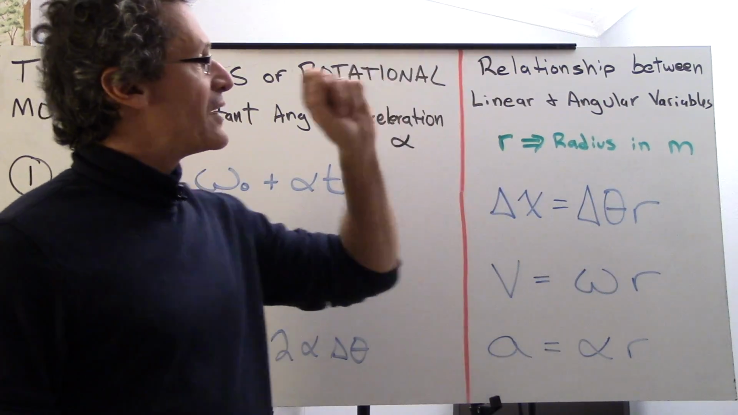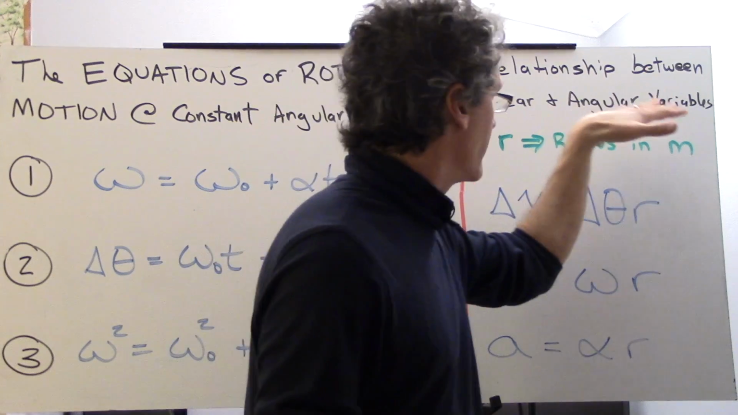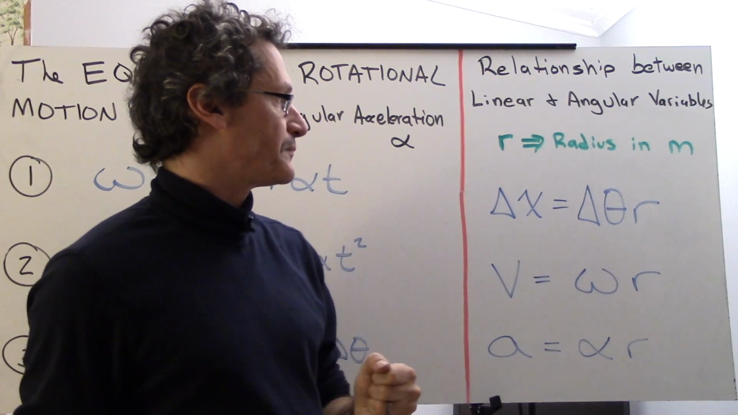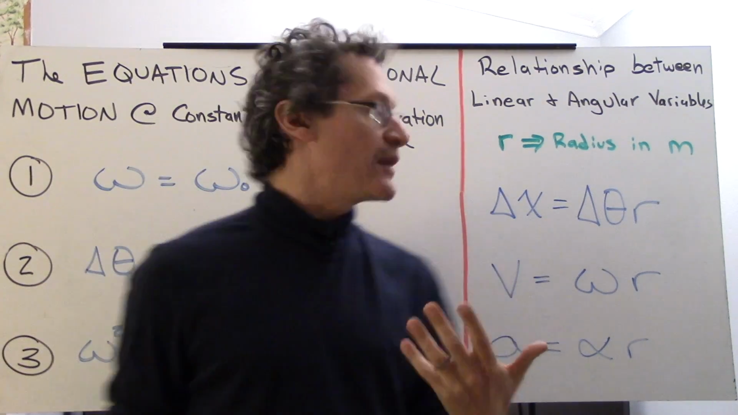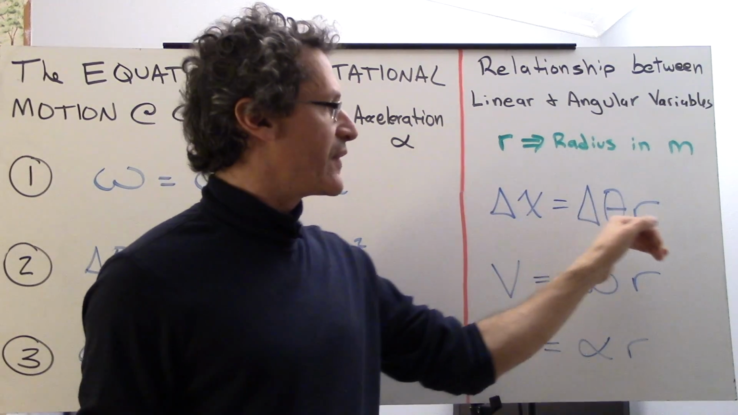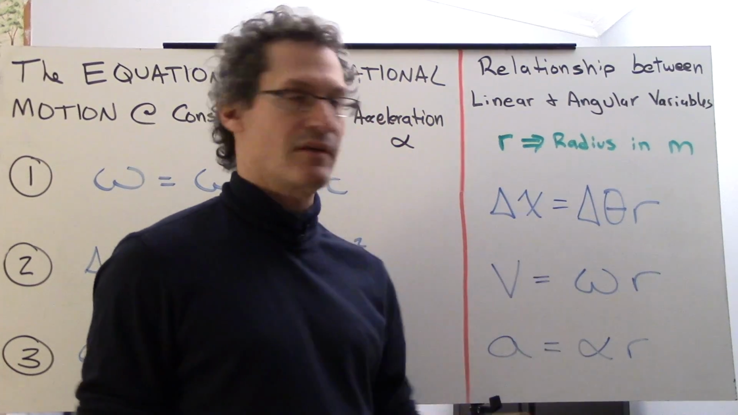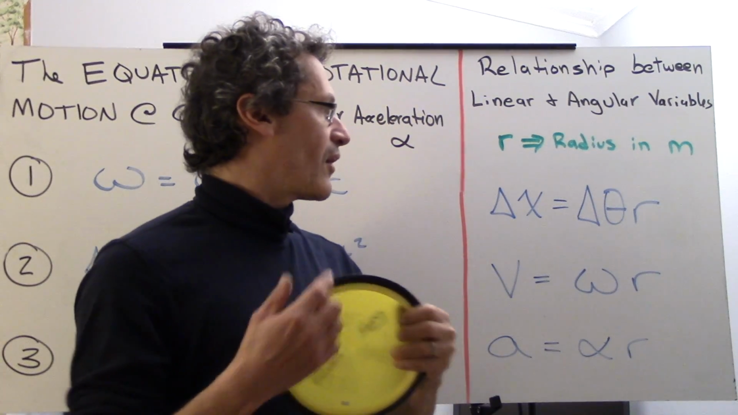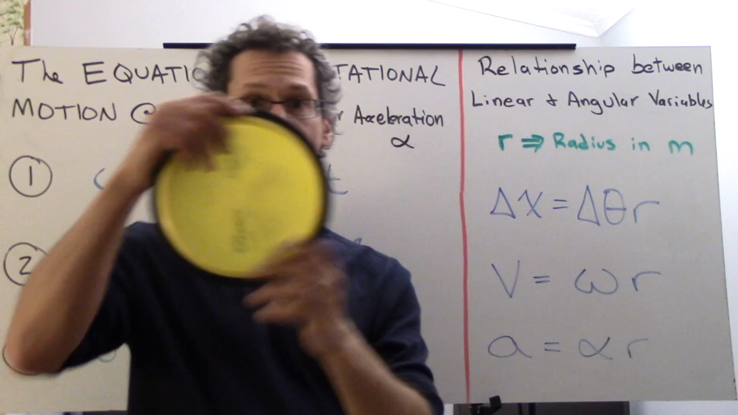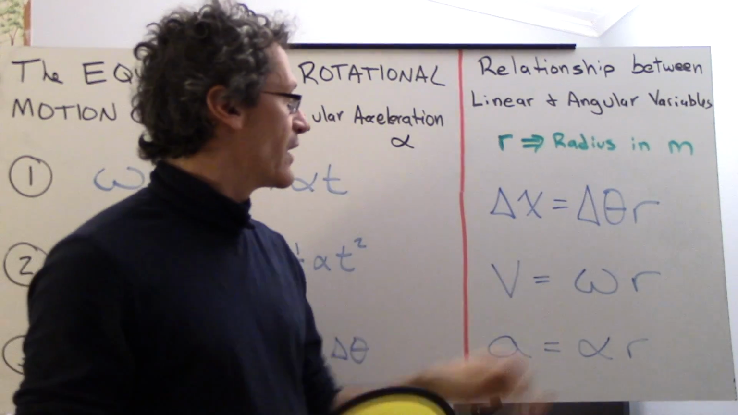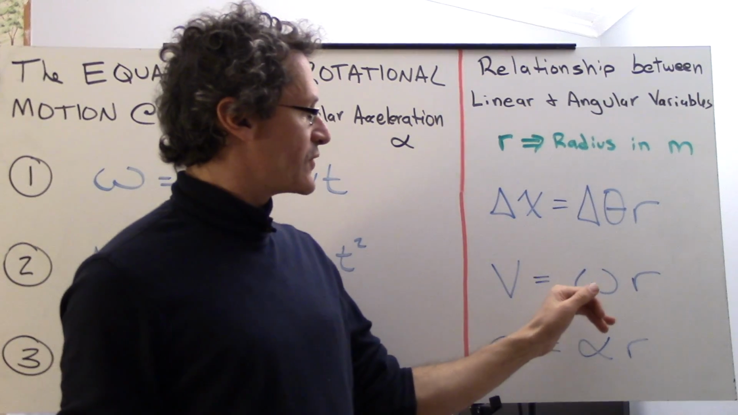The difference is that we need a kind of Rosetta Stone, if you will, a translation between linear and angular variables. So here are the relationships between them. r is the radius measured in meters. Delta x, which is linear displacement, is equal to delta theta times the radius. Pretty simple. We looked at that before with the angle times the radius giving you the arc length, but if we think of this as rolling motion, so if this were on the ground and rolling like a wheel, then that would give us a delta x, not an arc length. v equals omega times r.